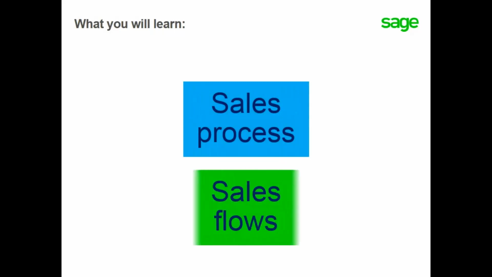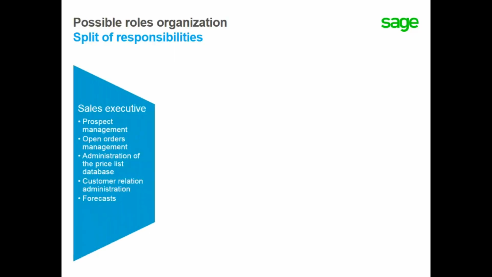In this topic, you will learn the typical split of responsibilities among the sales process and the different possible sales flows. We can find in a sales organization 4 different roles. The sales executive is in charge of the entire sales strategy. He will set the pricing policy, define sales forecasts, and set individual sales targets.